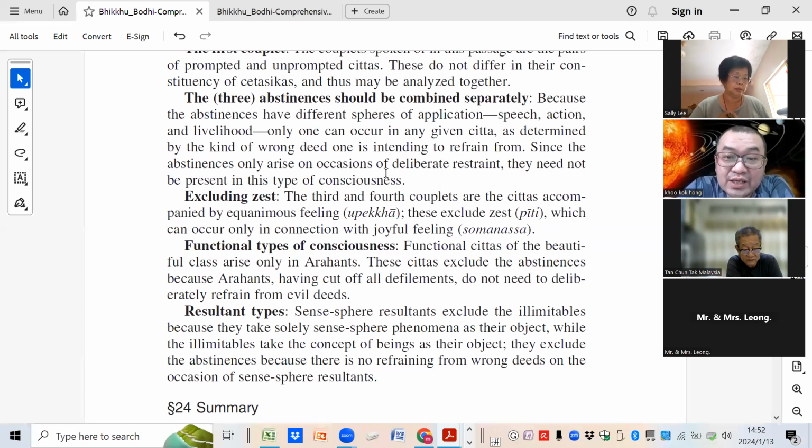This citta excludes the abstinences because arahants, having cut off all defilements, do not need to deliberately refrain from evil deeds. Resultant types: sense sphere resultants exclude the illimitables because they take solely sense sphere phenomena as their object, while the illimitables take the concept of beings as their object. They exclude the abstinences because there is no refraining from wrong deeds on the occasions of sense sphere resultants.